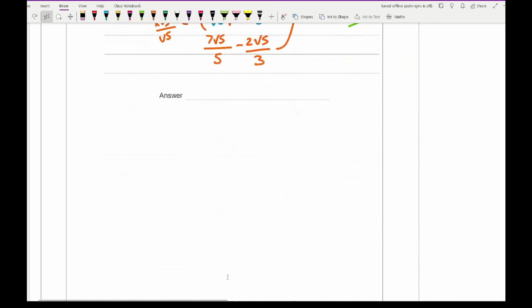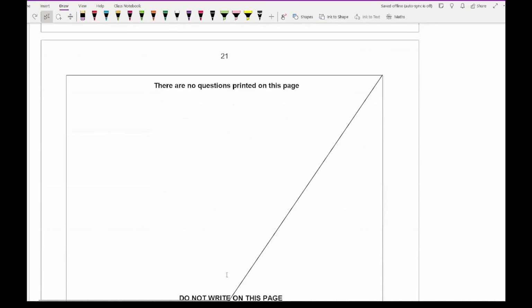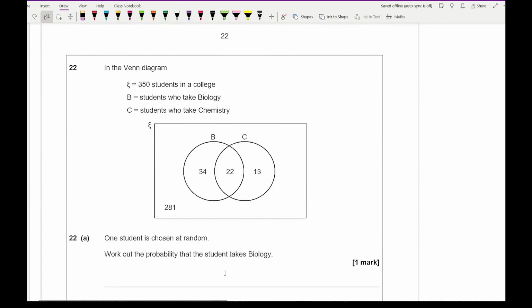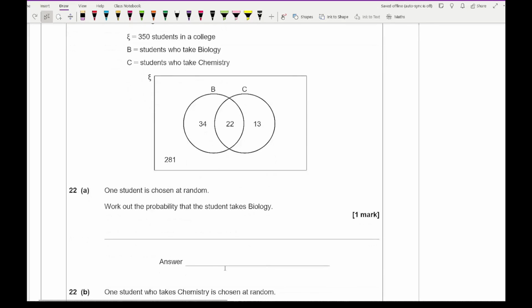Moving on to question 22, it says in the Venn diagram we've got a total subset of 350 students in a college. B represents the number of people studying biology and C represents the number of people studying chemistry, and the Venn diagram's completed. It says one student is chosen at random. Work out the probability that the student takes biology.